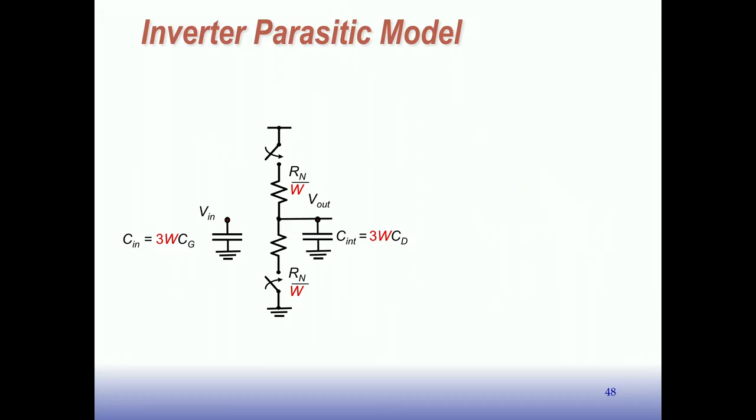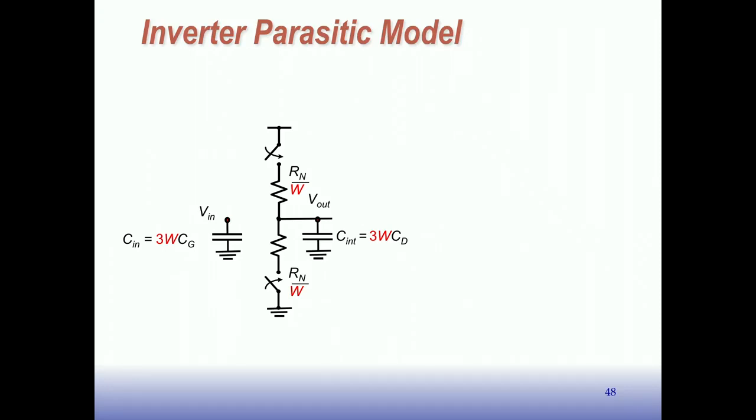And we have the unit resistance for the N-type transistor, and we express the resistance of the P and of the N both in terms of the N, just so we have fewer terms around. So that's going to be R over W, because if we make the transistor W times wider, the resistance goes down by a factor of W.